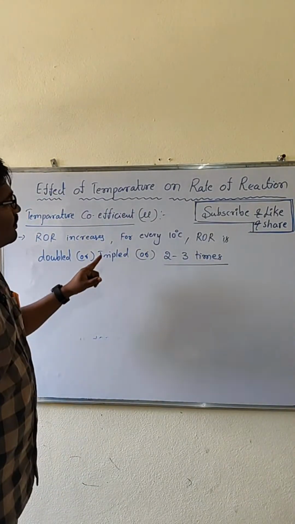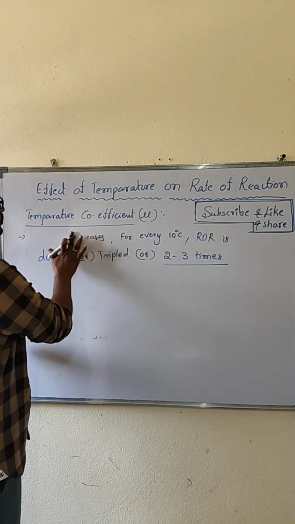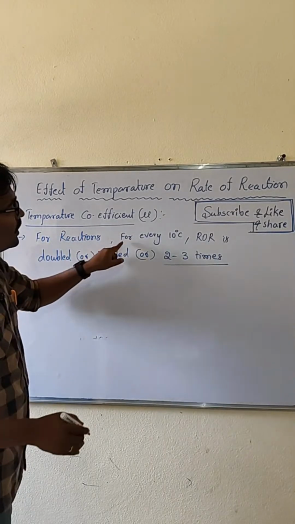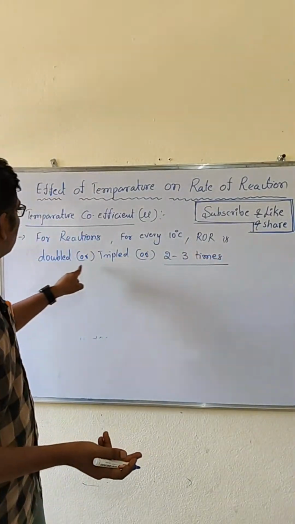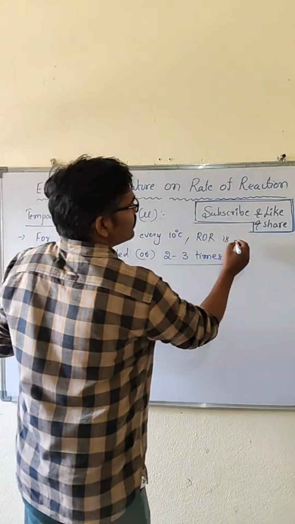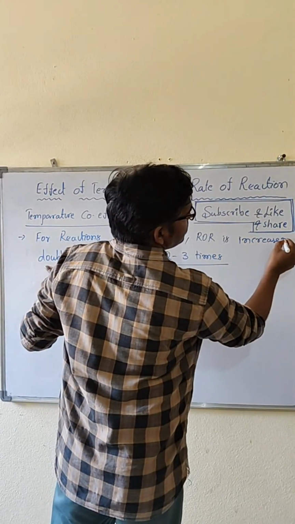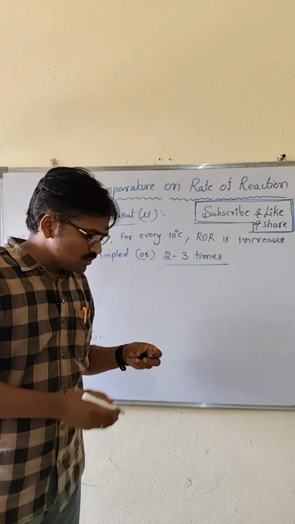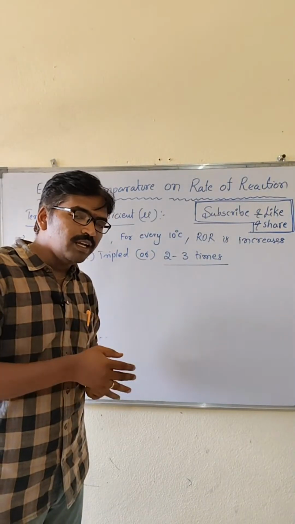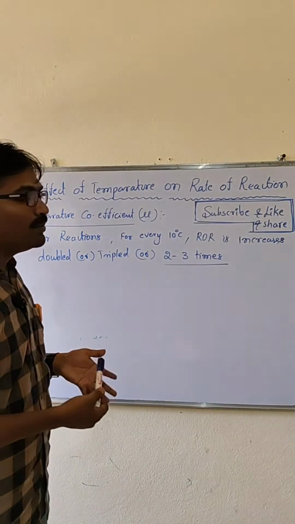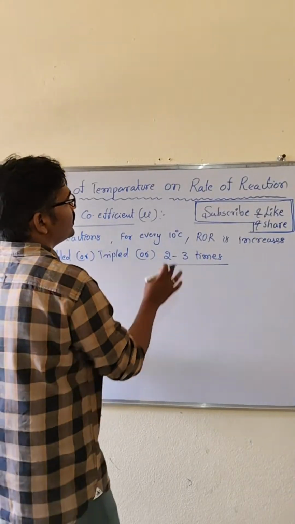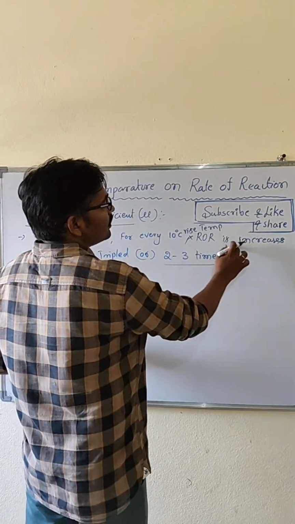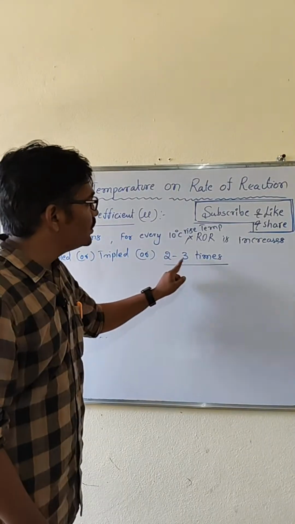So for reactions, for every 10 degrees Celsius increase in the temperature, the rate of reaction is doubled or tripled or 2 to 3 times, as I told.